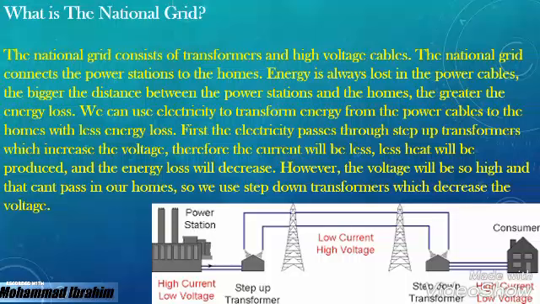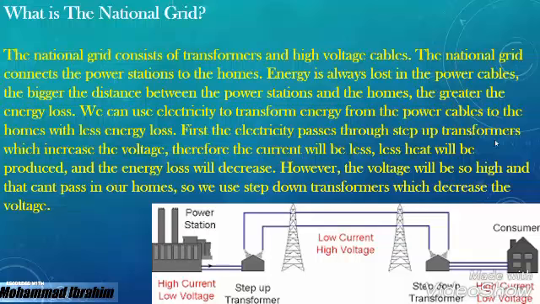First, the electricity passes through the step-up transformers, which increase the voltage. Therefore, the current will be less, less heat will be produced, and the energy loss will decrease. That's a brilliant idea. However, the voltage will be so high in the power cables that it cannot pass into our homes. So we use a step-down transformer, which decreases the voltage, therefore increasing the current. Therefore, you can live happily.